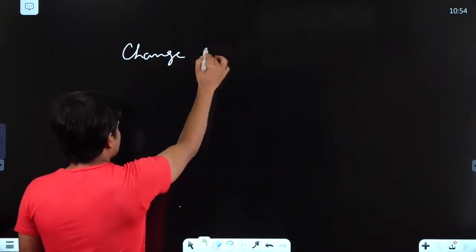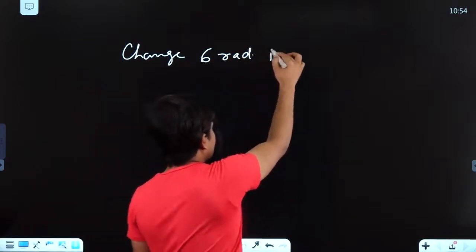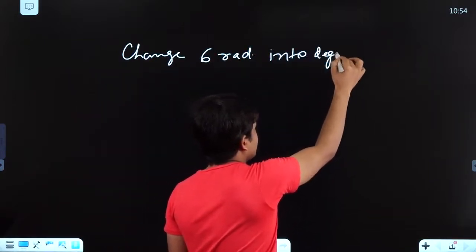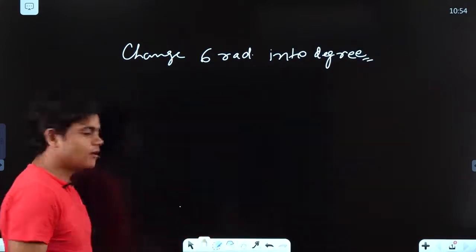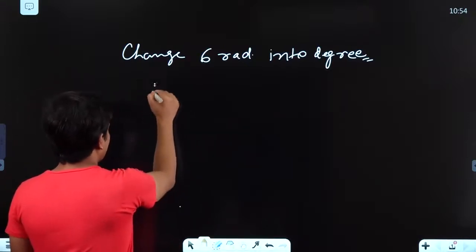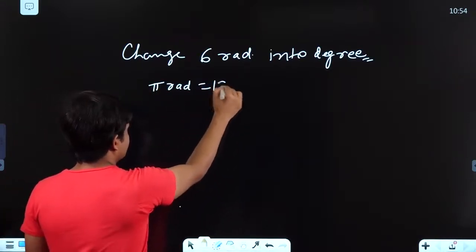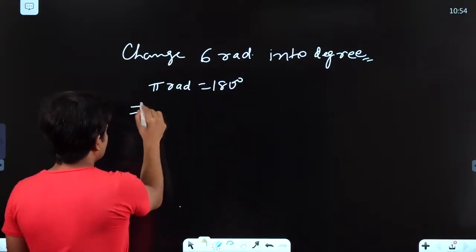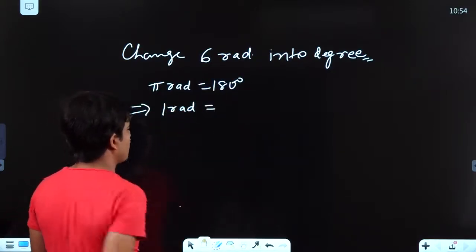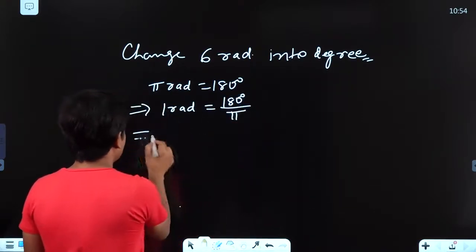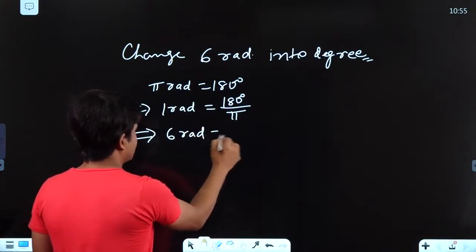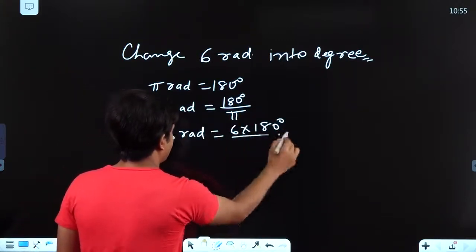So now if you will be asked to change 6 radian into degree, then what shall you do? Again, you should always remember this. Pi radian is equals to 180 degree. This is the master formula. This means 1 radian is equals to what? 1 radian is equals to 180 by pi. Therefore, 6 radian will be equals to what? 6 into 180 degree by pi.